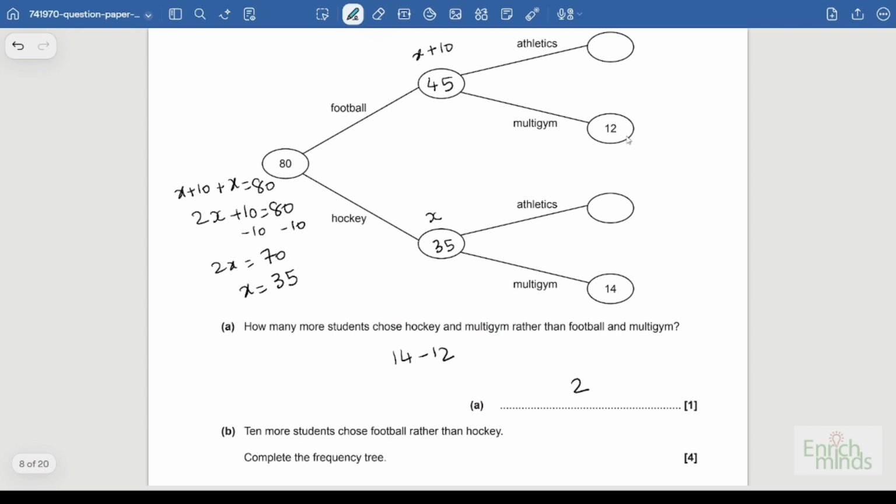Now from 45, there are 12 who choose multi-gym. How many will choose athletics? So 45 take away 12 will give me the number of students who will choose athletics. Similarly, for the students choosing athletics via hockey, there are 35 total. From that, 14 choose multi-gym. So if you take away 14 from this, you get 21 choosing athletics.